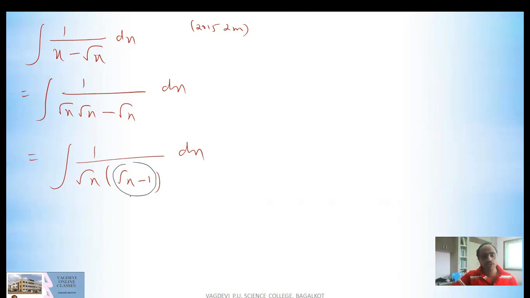So root x is the main function. And what is the derivative of root x? 1 by 2 root x. 1 by 2 root x is here.